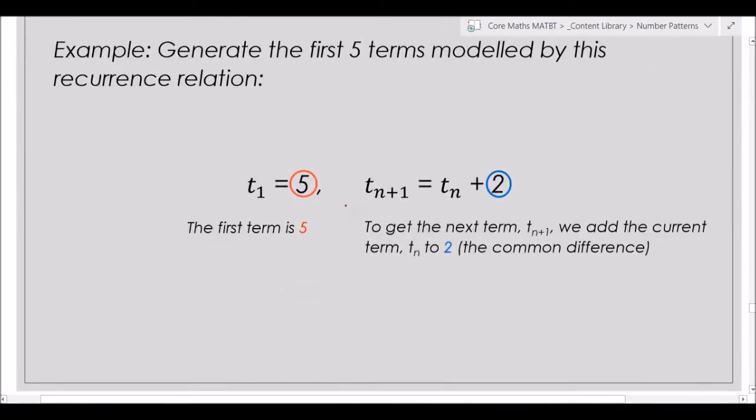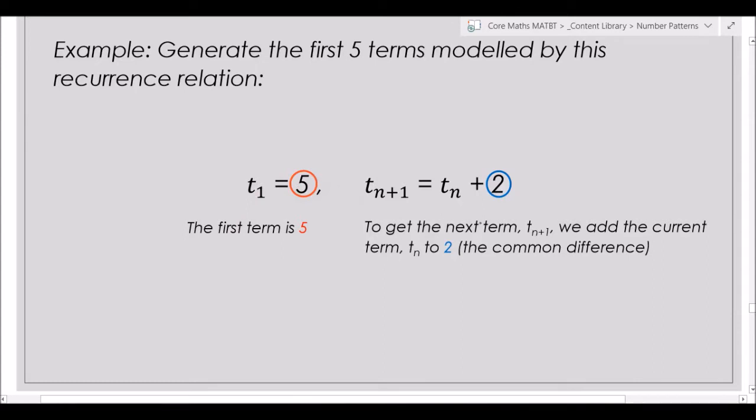So let's use that in an example. Here we need to generate the first 5 terms that are modeled by this recurrence relation. In this recurrence relation, it shows that T1, remember, the first term, is 5. So 5 is the first number.